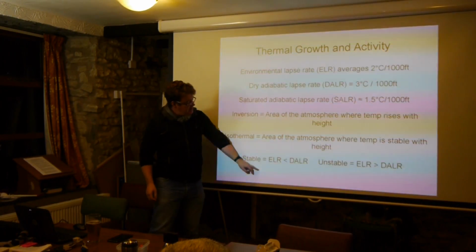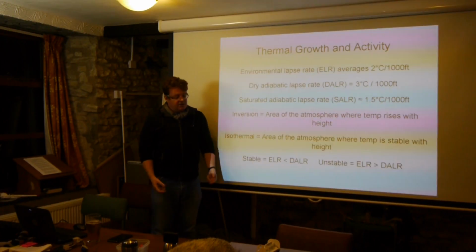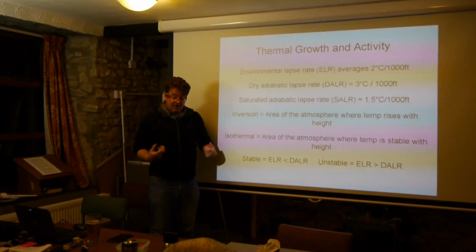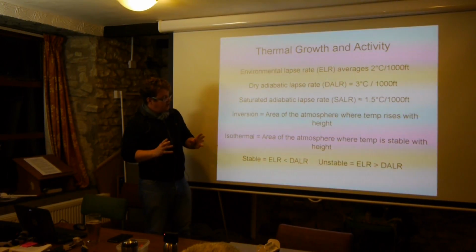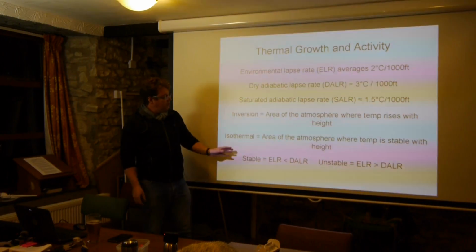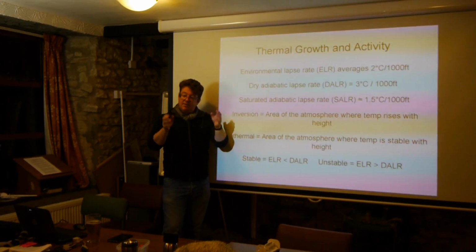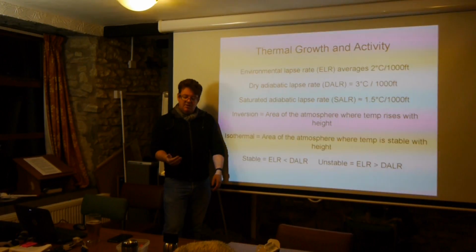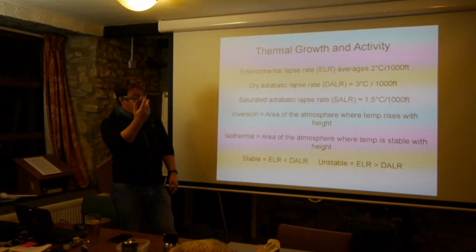So on a stable day, you don't get good thermal development because the environmental lapse rate is trying to discourage thermal development. It's trying to force the air back to where it was. You have to put a lot of heat in before you end up with convection occurring, and the convection gradually gets whittled away by mixing around it. So you end up with little tendril thermals that are reaching up through the atmosphere and gradually petering out.